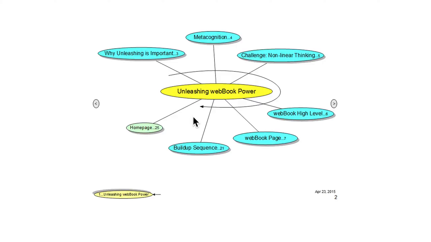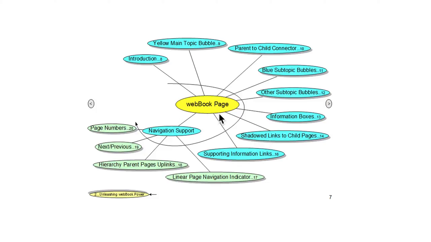Now what you'll see on the main page is a yellow bubble surrounded by some blue bubbles. What we're going to do is just look at the webbook page, which is the heart of every webbook. Pages have this yellow bubble, which is the main topic, and it is connected with connectors to subtopics, which are blue bubbles.